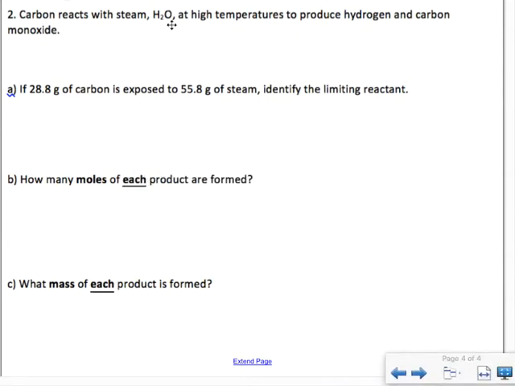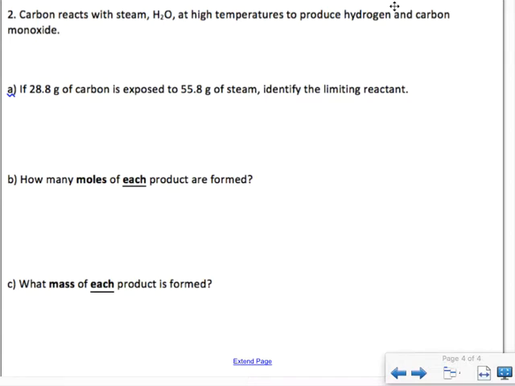Carbon reacts with steam at high temperatures to produce hydrogen and carbon monoxide. Hydrogen can't exist by itself, so it's going to be hydrogen gas. I know it doesn't say hydrogen gas, but it should on your worksheet. I think I made the correction. But first off, I need to create a chemical equation just to make sure that it's balanced.